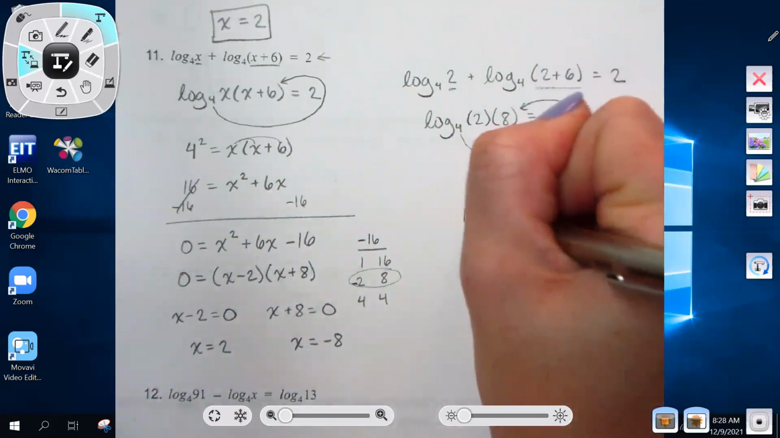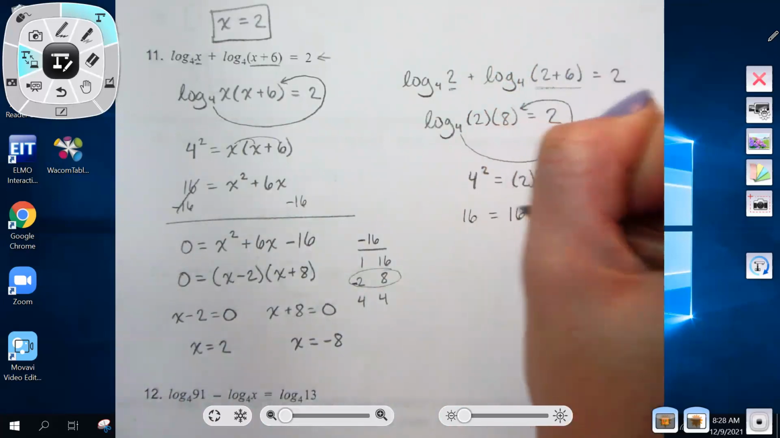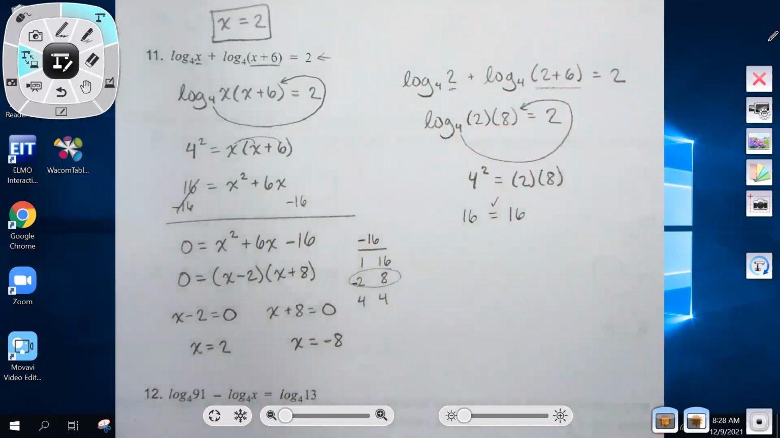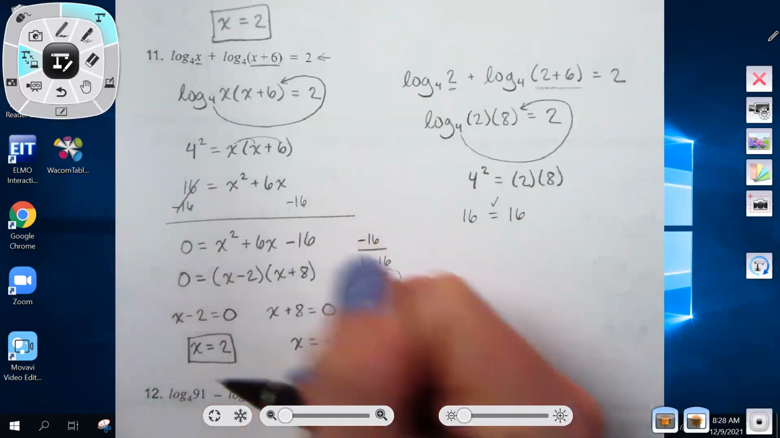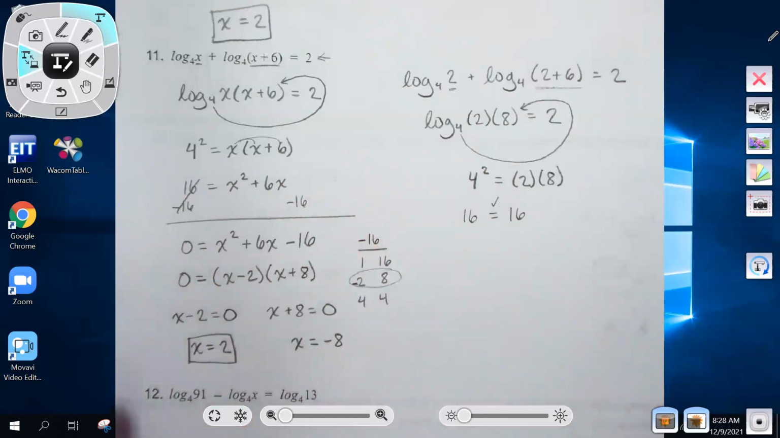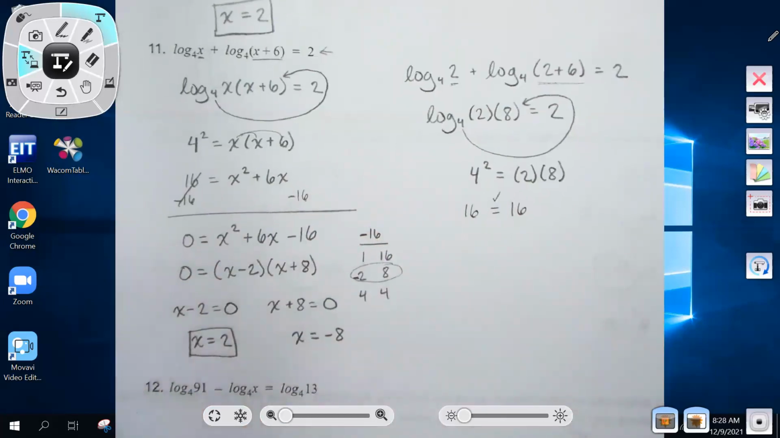Four squared is 16. 2 times 8 is 16. So x equals 2 is a solution. Circle it, box it up, however you want to. Just show that you have checked it and that you know that it is a solution.